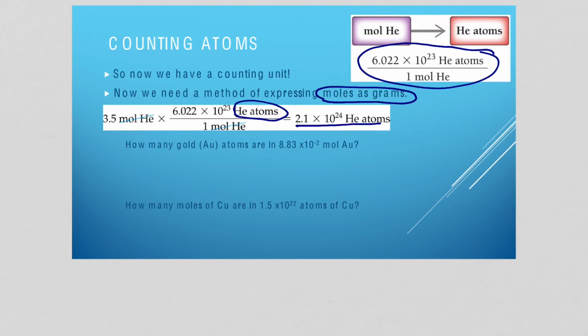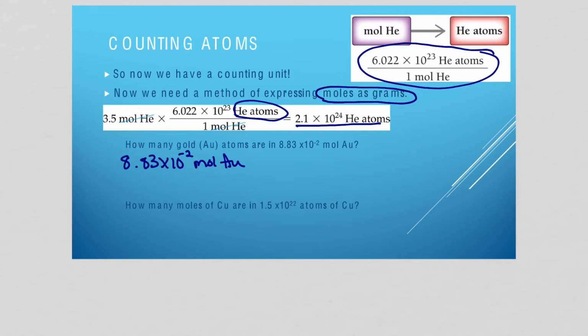So that's the idea. It's just another conversion factor. It allows us to go from moles of a certain material to atoms, to individual items of a certain material. So let's look at this question about gold atoms. It says I have 8.83 times 10 to the minus second moles of gold, and I want to know how many individual atoms I have.